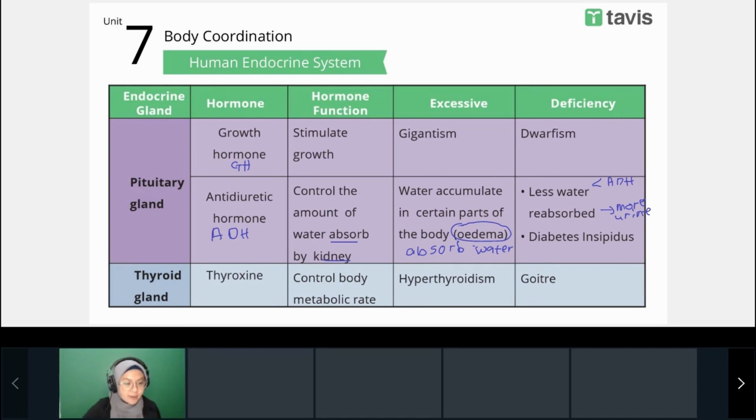Then let's go to the thyroid gland. The thyroid gland secretes the thyroxine hormone. This thyroxine hormone controls the metabolic rate. Let me teach you what metabolic rate is. When we eat something, the process of the food becoming energy is the metabolic reaction. Excessive thyroxine will cause hyperthyroidism. Have you heard of Graves' disease? The person often has palpitations, bulging eyes, and irregular menstruation. Then the deficiency of thyroxine will cause goiter, from lack of iodine.